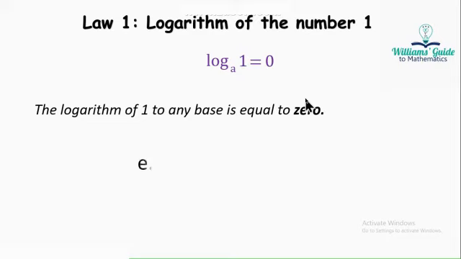Another example is log 1 to base 8 equals 0. It is so because we are taking the logarithm of the number 1. The base does not matter in this case.